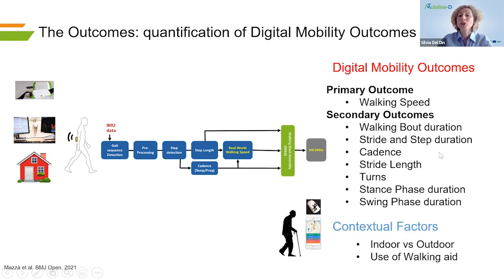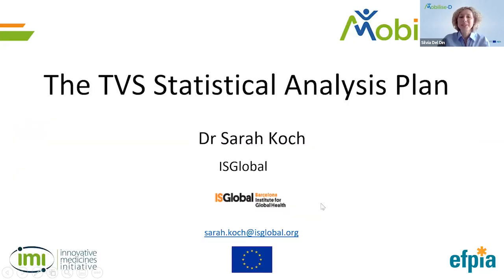As I said before, we're also going to utilize some contextual factors to help us identify and better describe the validity, using indoor and outdoor information that we get from the Equora app, and using the information on whether someone is using a walking aid, which we can derive from the use of the beacon. And now I'm going to give the presentation to Dr. Sarah Koch, who is going to explain the statistical analysis plan more in depth.